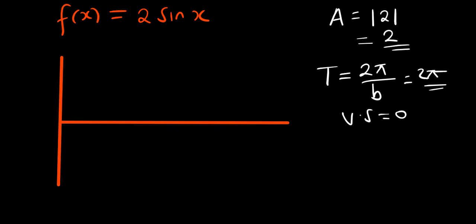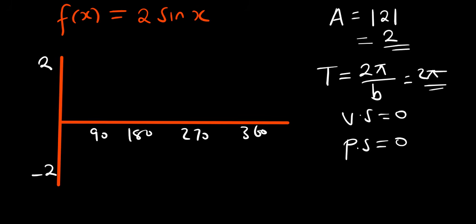The phase shift is also equal to 0. So how are we going to graph our graph? We found the amplitude to be 2, so it will be alternating between 2 and negative 2. Then we've got 90, 180, 270, 360. So we said, how does the sine graph look like? It always starts at 0, 0, which is that point.